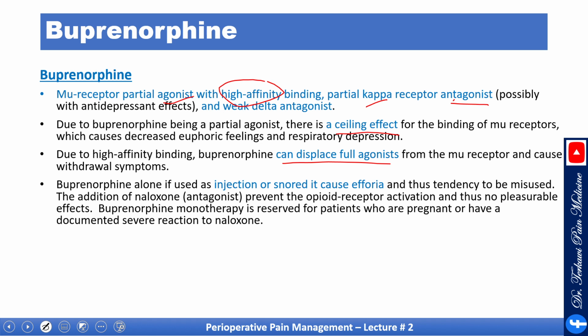Buprenorphine alone, if used as injection or snort, can cause euphoria, and thus it can lead to misuse. Therefore, you will see the addition of naloxone, which is an antagonist, prevents the opioid receptor activation, and thus the patient doesn't get the pleasurable effect. So buprenorphine monotherapy can be reserved for pregnant patients, but nowadays you will usually see it mixed with naloxone to lower the risk of misuse.